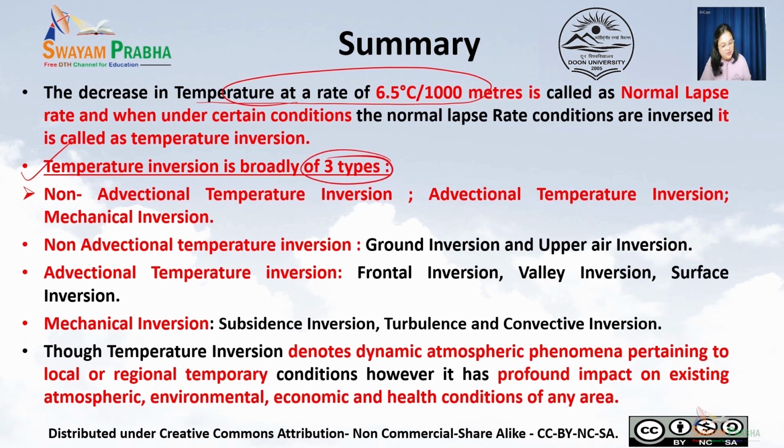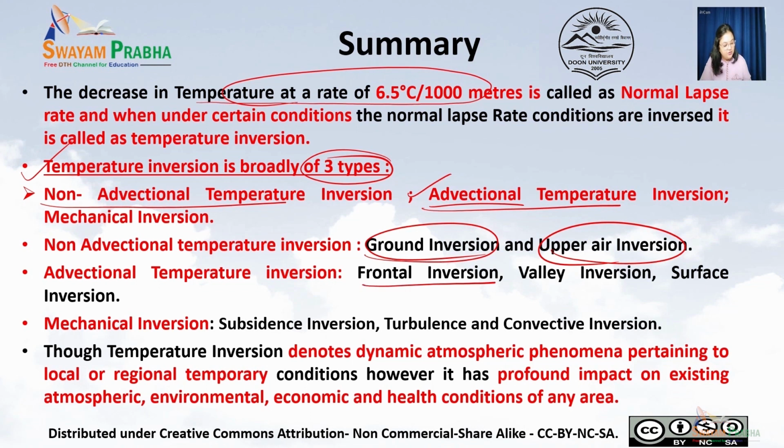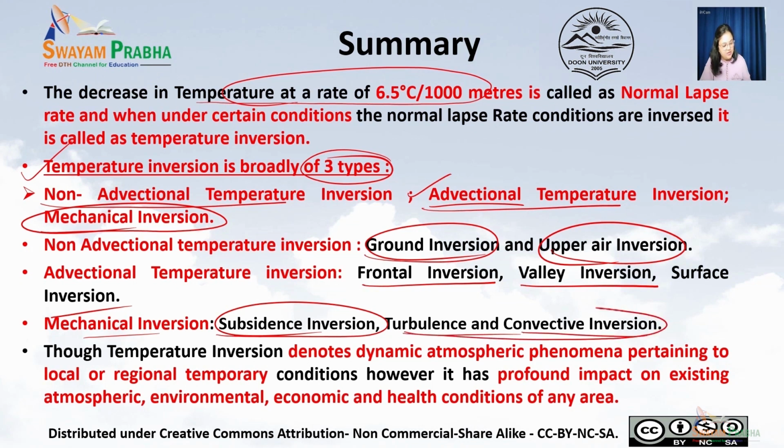It is broadly of three types. Non-advectional, which can again be divided into two: ground inversion and upper air inversion. Second is advectional temperature inversion, which can be divided into frontal, valley inversion, and surface inversion. Third is the mechanical inversion, which can again be divided into two: subsidence inversion, and turbulence and convective inversion. Both of these are associated with upper air inversions. So these are the types of temperature inversion which we have discussed in this particular video.